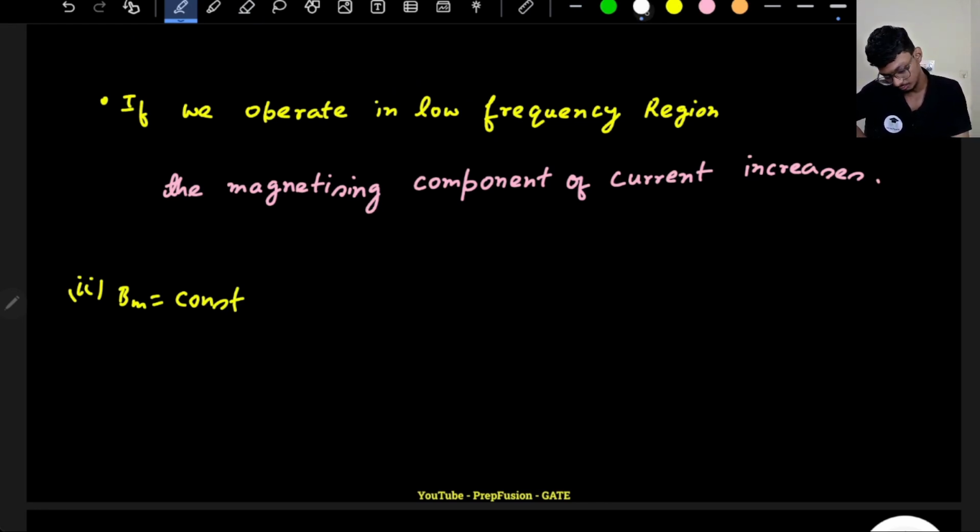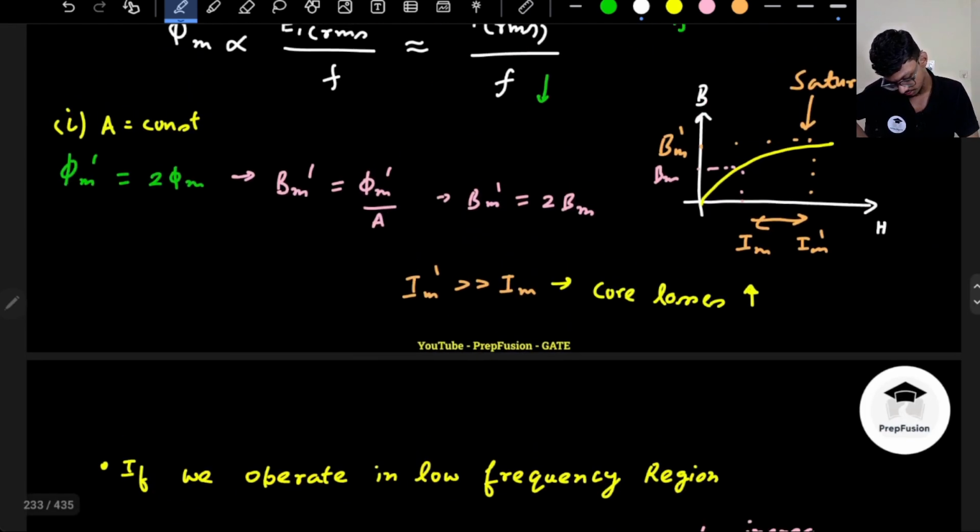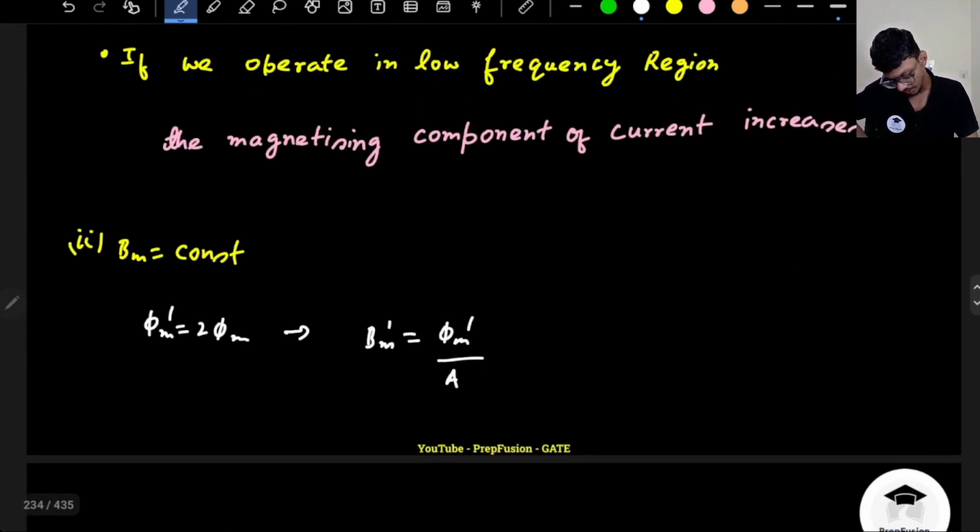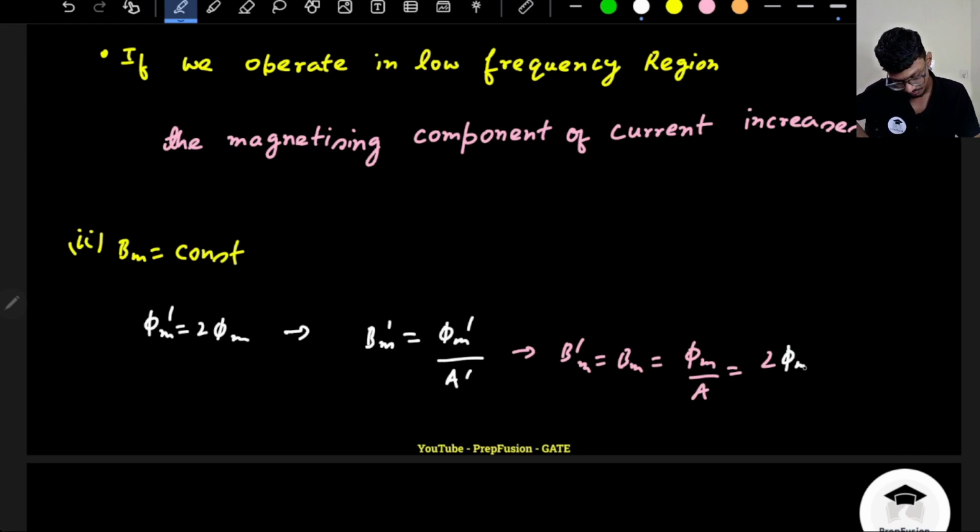Then what will happen? Flux phi m will increase, phi m dash will be 2 phi m only. So what is Bm dash? Bm dash is phi m dash upon area. So phi m dash will increase and I want to keep my Bm dash the same. So what I have to do is increase my area. If I want my Bm dash to equal Bm, that is phi m by A, here it is equal to phi m dash by A dash. This will be A dash, because I am changing the area as well. So this will be 2 phi m divided by 2A.